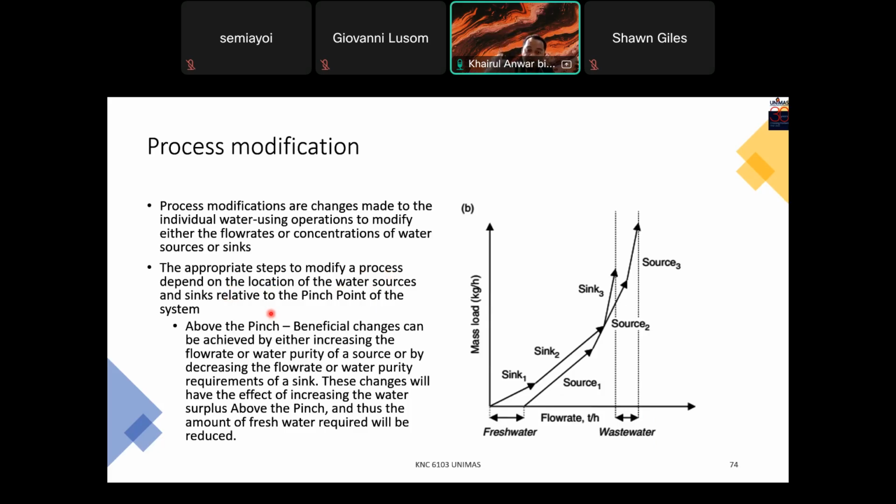They are below and above the pinch, the same for this case. Below and above the pinch. So for above the pinch, beneficial changes can be checked by either increasing the flow rate or the purity of the source, or by decreasing the flow rate or the purity requirement of the sink. These changes will have the effect of increasing the water surplus above the pinch, and thus the amount of the water barrier will be reduced.